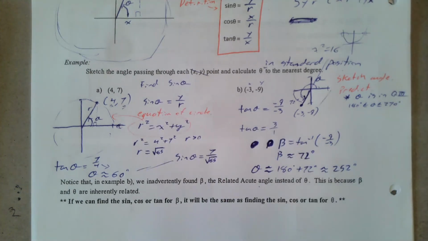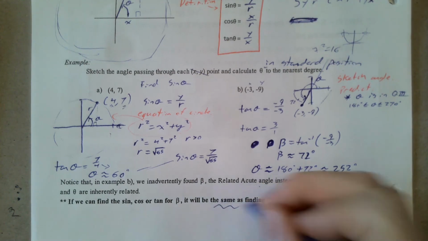In example B, we found beta, the related acute angle, instead of theta. Beta and theta are related to each other. If we could find the sine ratio, the cosine ratio, the tangent ratio of beta, it's going to be the same as, or related to, finding the sine, cosine, and tangent for theta. It's not the same.